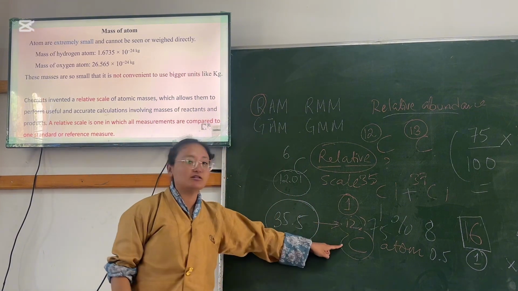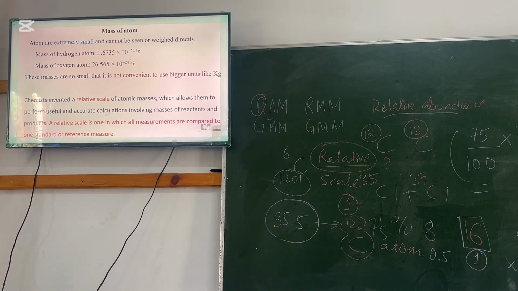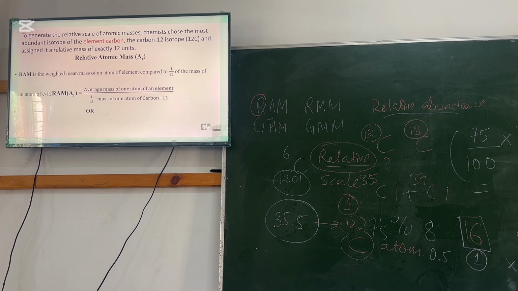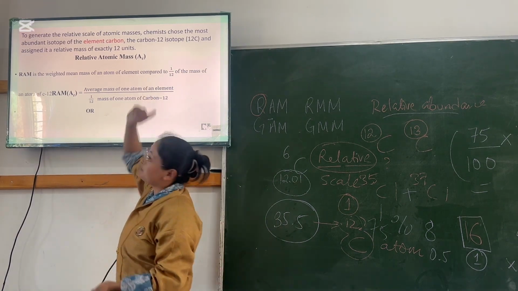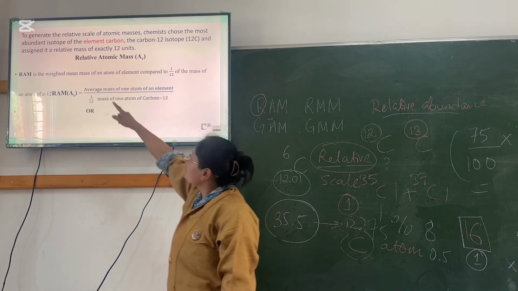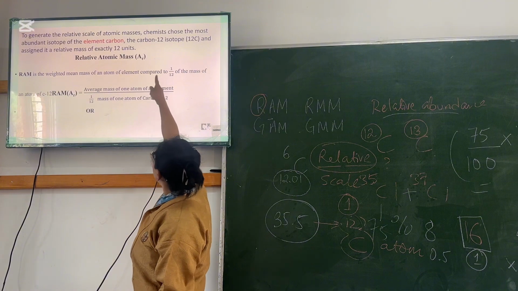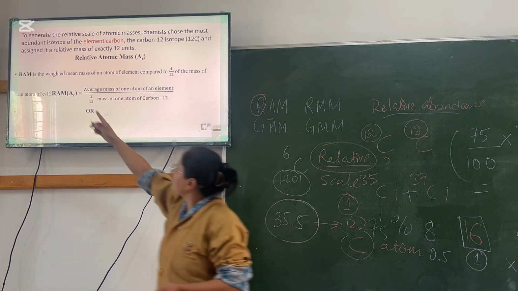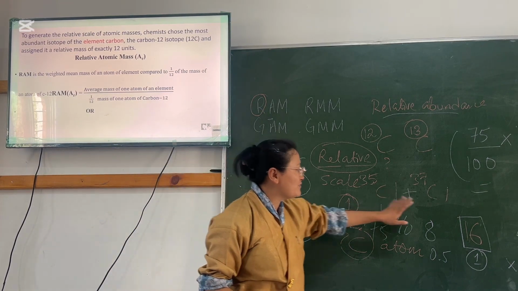So, with reference to carbon 12 in this relative scale, then carbon 12 isotopes. Now, relative atomic mass, also given as Ar, R for relative, A for atomic mass. Relative atomic mass is the weighted mean mass of an atom of an element compared to 1/12 of the mass of an atom of carbon 12. The weighted mean mass of an atom, this is how we found 35.5.